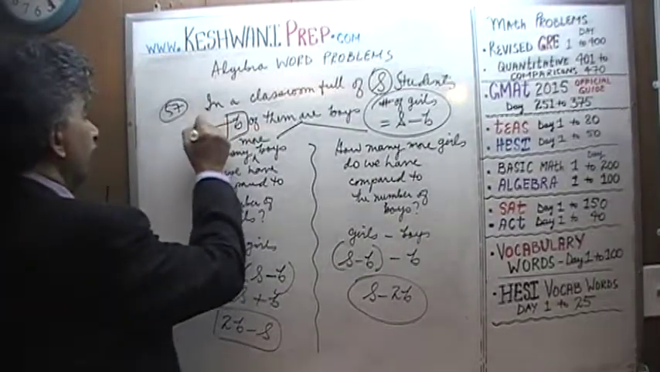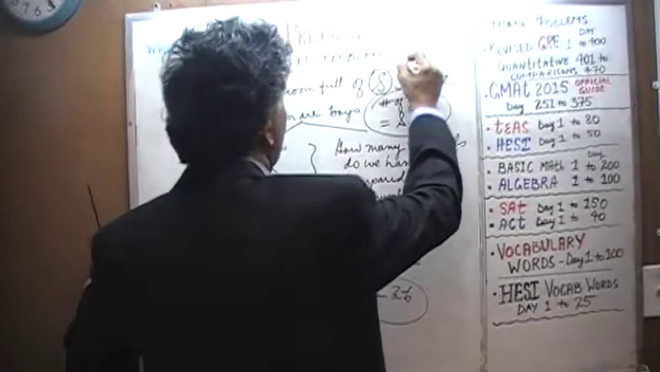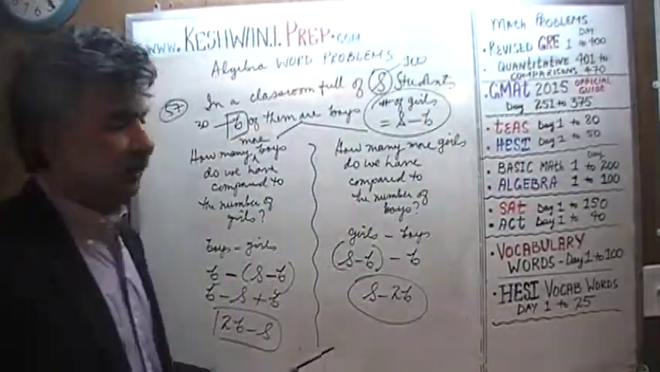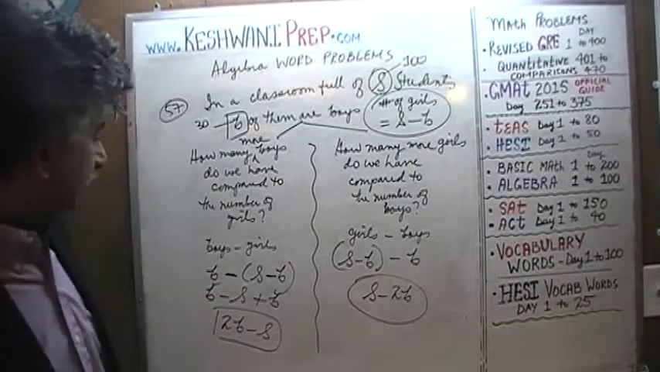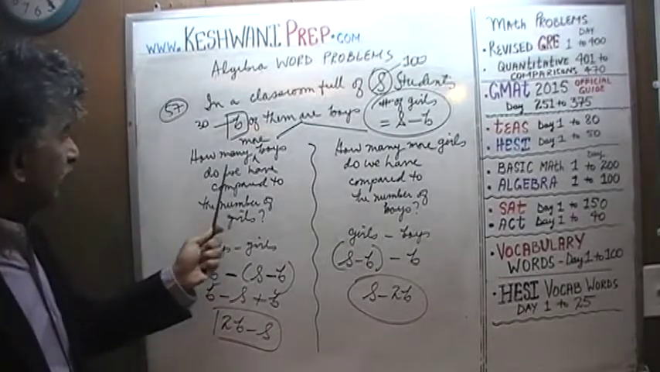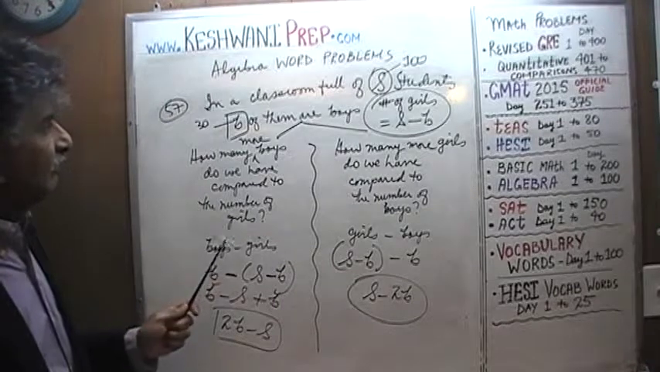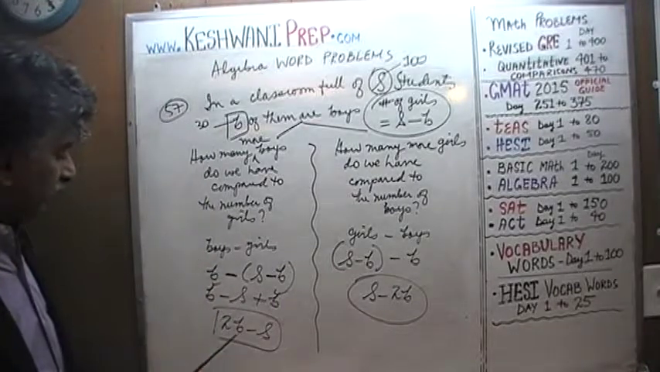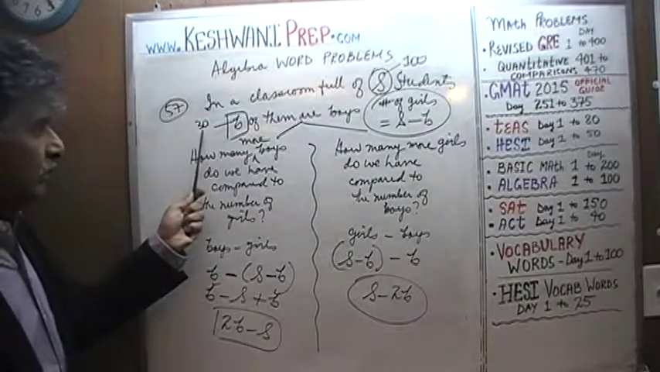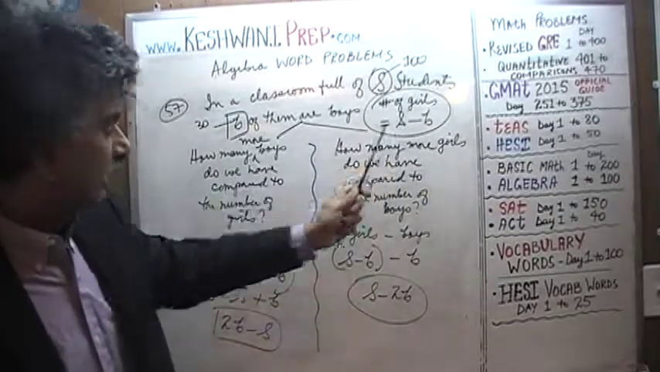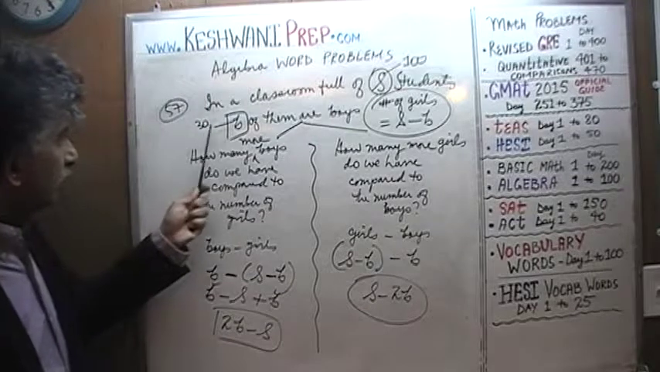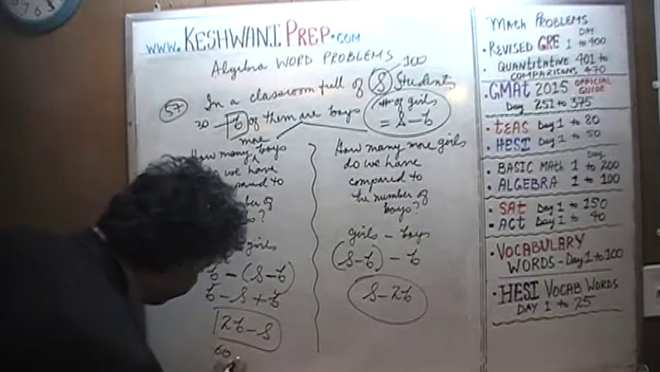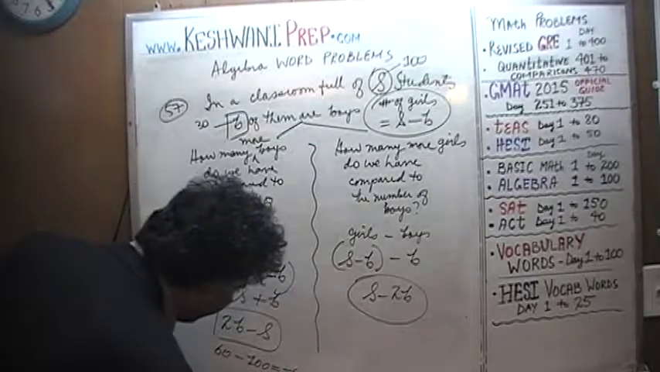For example, if we pretend that we have 30 boys in a room full of 100 kids, then 70 must be girls. How many more boys do we have compared to girls? Well, this is going to be tricky because now it's going to be a negative quantity, because there are only 30 boys and 70 girls. 30 minus 70 is going to be negative 40. 2 times 30 is 60, minus 100, as you can see, is negative 40.